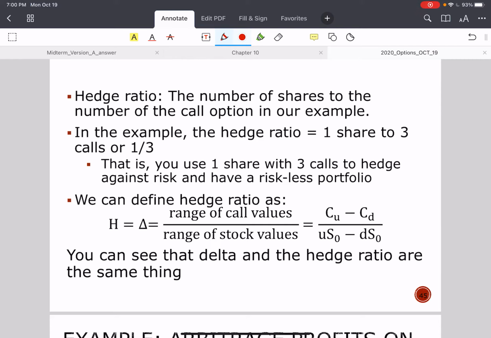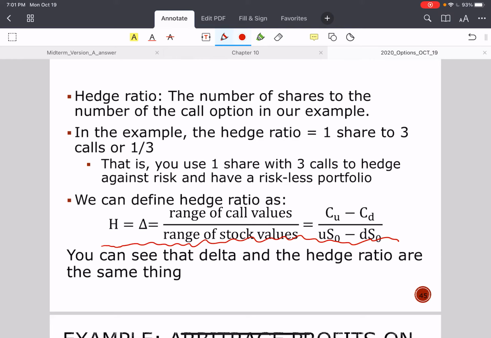We also learned that the hedge ratio equals delta, right? And delta is defined as the change in call value divided by the change in stock value. This is a pretty important formula because it gives you the value of the hedge ratio, and in the near future you will see that the hedge ratio is a very important number in determining how you should hedge your portfolio.